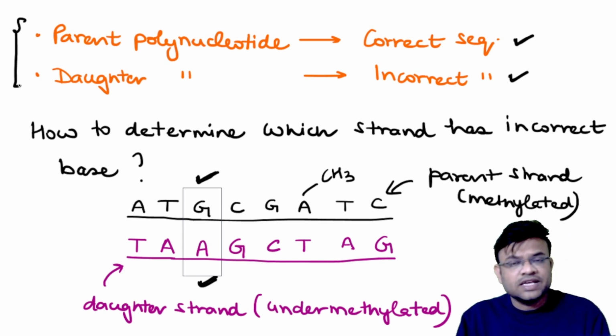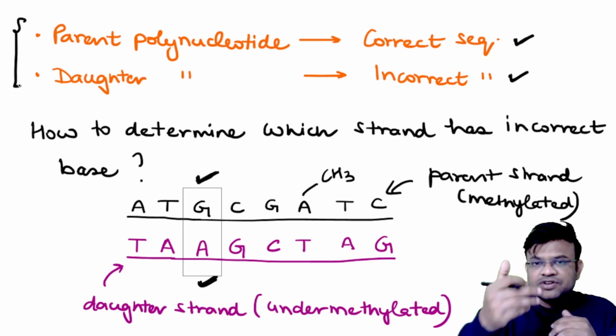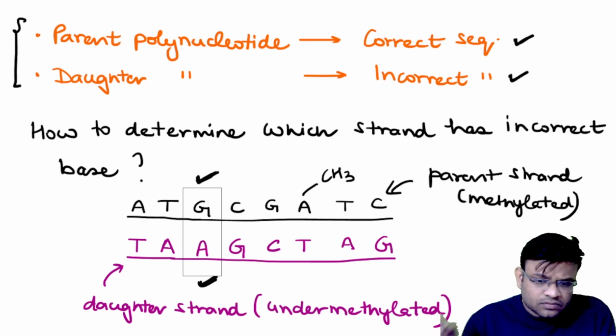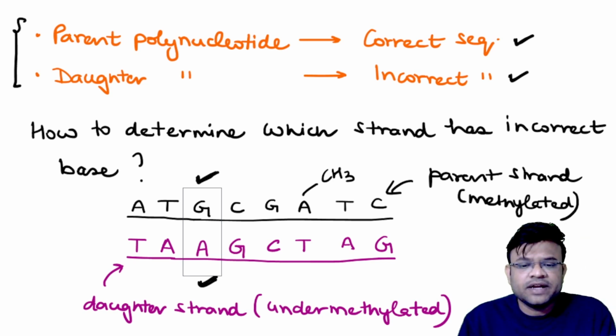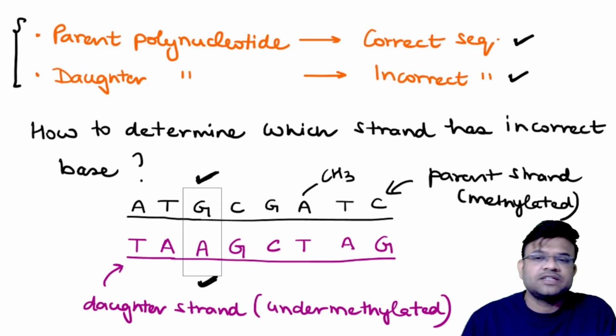Now the next thing that we have to cater to is to identify which strand is the parent strand and which strand is the daughter strand. Okay, now the important thing to identify, or how does the DNA repair system identify, is very simple. The concept that it uses is very simple.